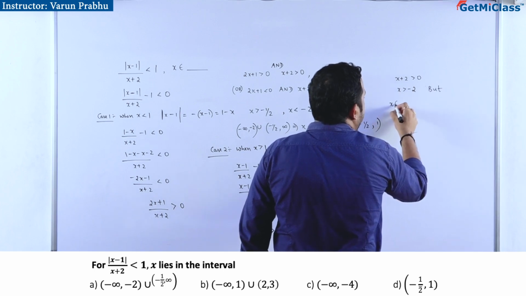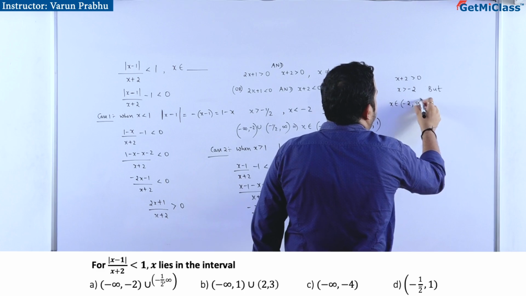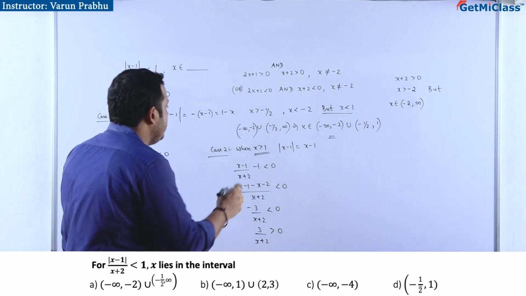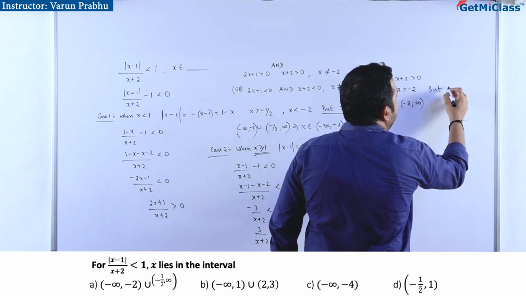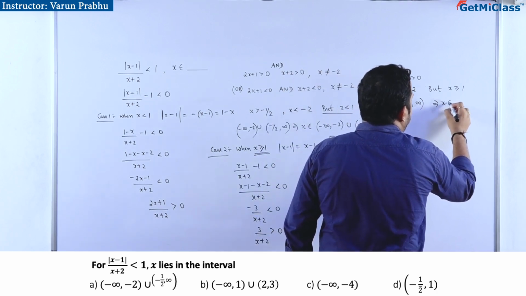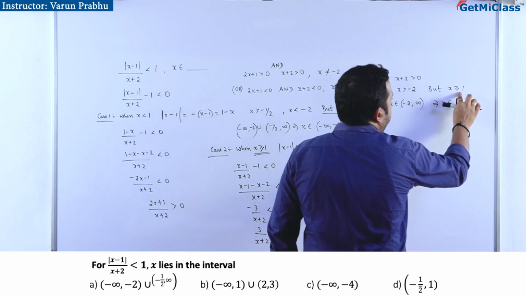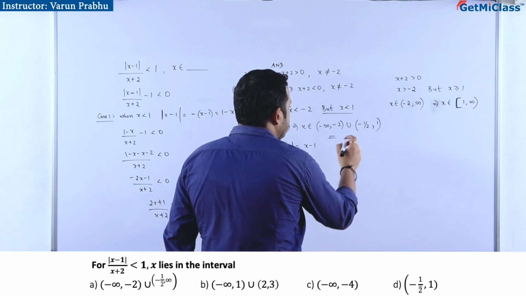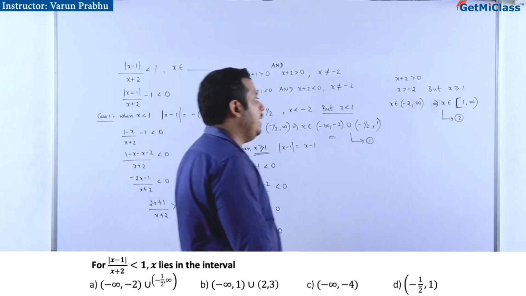Which means x will belong from minus 2 to infinity, correct or not? But here it's told in the problem that x is greater than or equal to 1, is the condition we have taken. So x belongs to minus 2 to infinity, but x is greater than or equal to 1, so it is 1 to infinity. So this is case number 1 where x belongs to, and this is case number 2 where x belongs to.